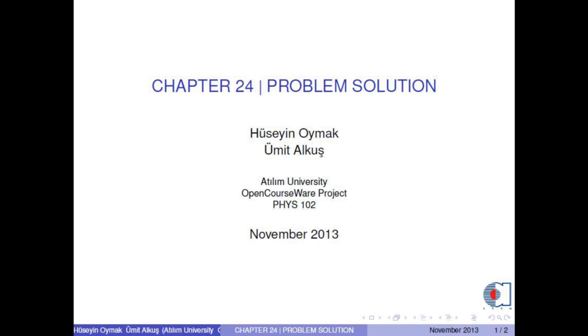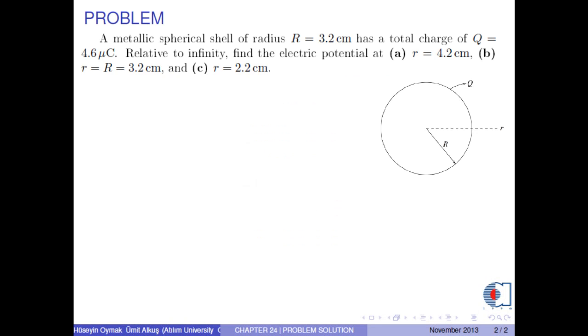In this video, we will solve one problem in chapter 24. A metallic spherical shell of radius r equal to 3.2 centimeters has a total charge of Q, which is 4.6 microcoulombs. Relative to infinity, find the electric potential at radial distance r equal to 4.2 centimeters, 3.2 centimeters, and 2.2 centimeters.